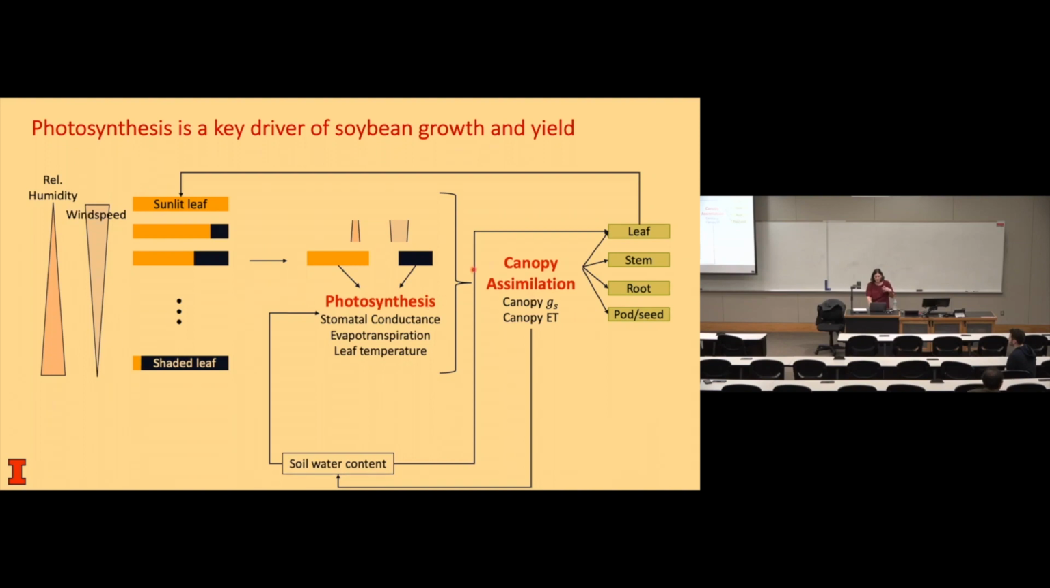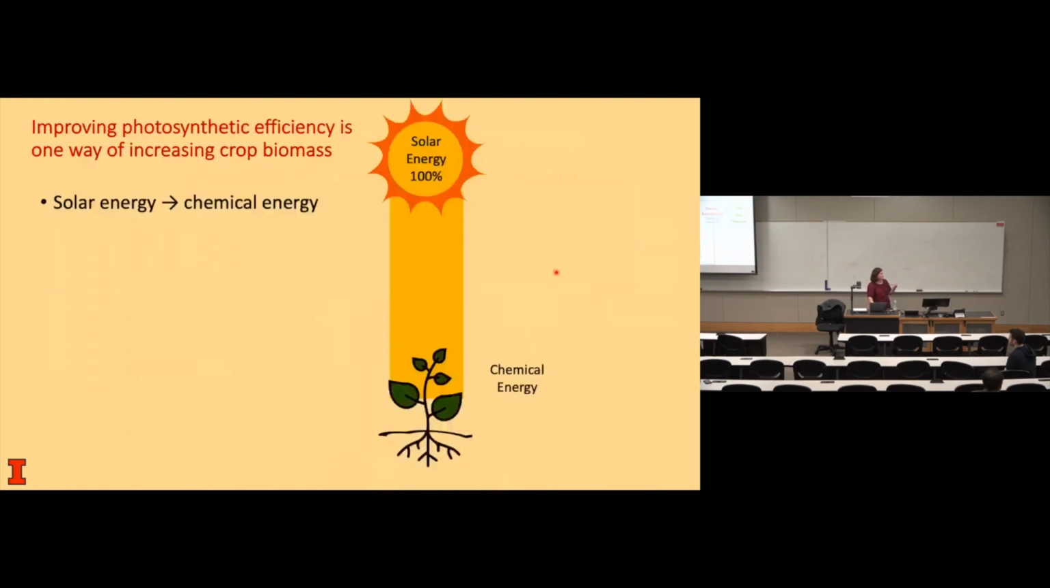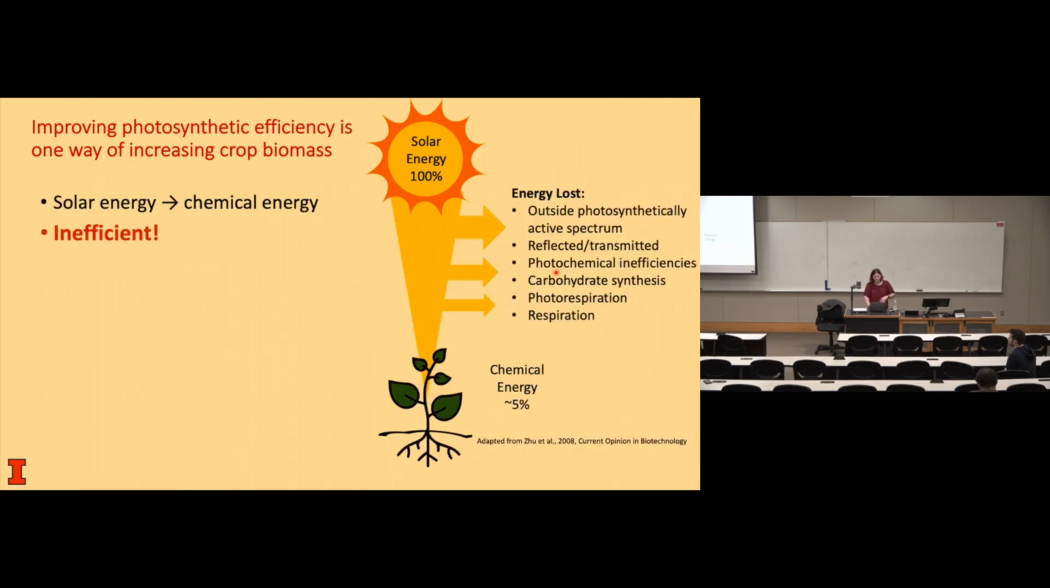And so it's shown here, the photosynthesis and the canopy assimilation parts. Improving the efficiency of photosynthesis is one potential way of increasing crop biomass and yields. And the thing about photosynthesis that, as ECE majors, you may not have heard before, is that it's actually really inefficient.